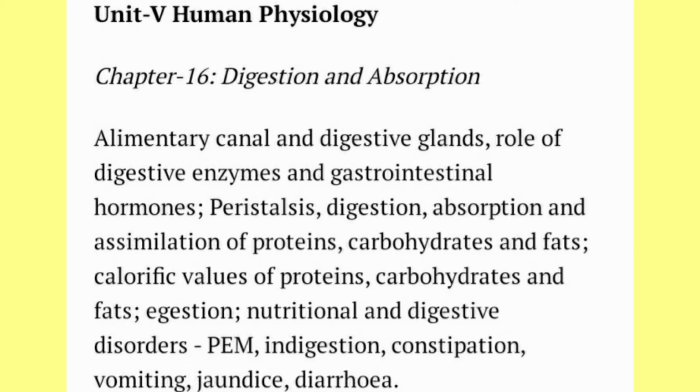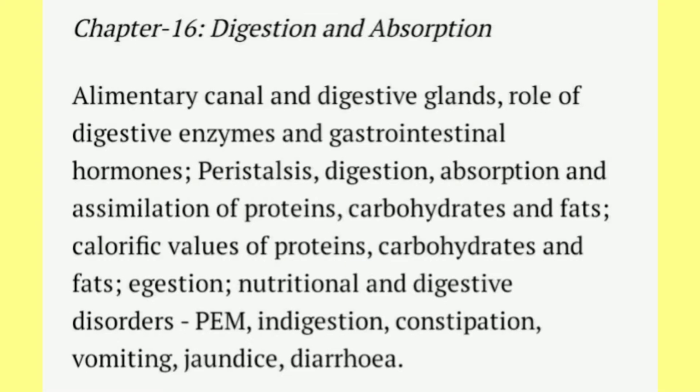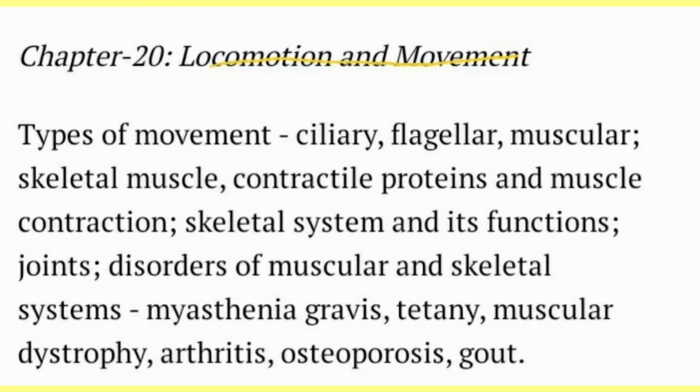Now come to the next unit, unit 5, that is human physiology. So in human physiology, if I have chapters from 16 to 22, so chapter 16, digestion and absorption, is entirely deleted. Chapter number 20, that is locomotion and movement. Okay, it is also deleted.